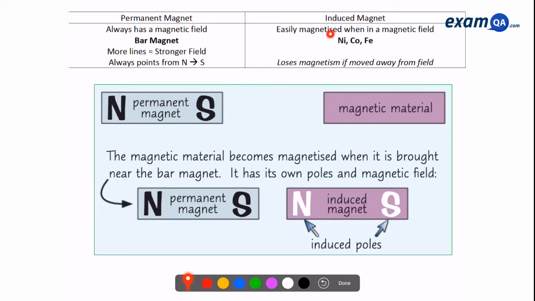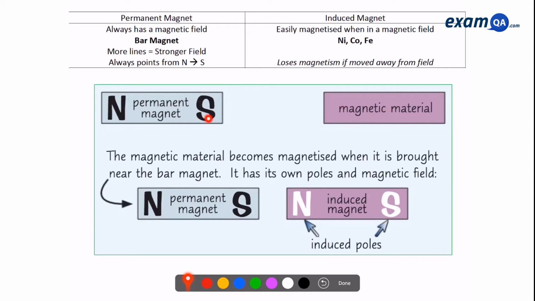Now, what does induced mean? It means they will become magnetized when it comes close to a magnetic field, but when you remove them from the magnetic field, they will lose their magnetism. So if you look at this example, here's a magnetic material, so it could be nickel or iron or cobalt. Here you have a permanent magnet. Now notice that this is the South Pole.